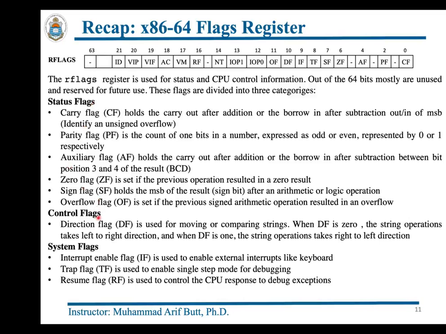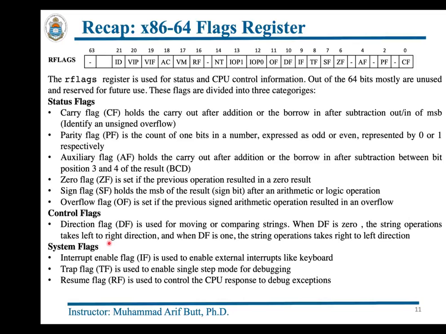The second category is the control flags, which change the behavior of processor on some instruction. For example, the direction flag falls in this category, which is used for moving or comparing strings. When DF is 0, the string operations take left to right direction, and when DF is 1, the string operations take right to left direction. And this flag will come, of course, into play when we will talk about the string instructions, inshallah.